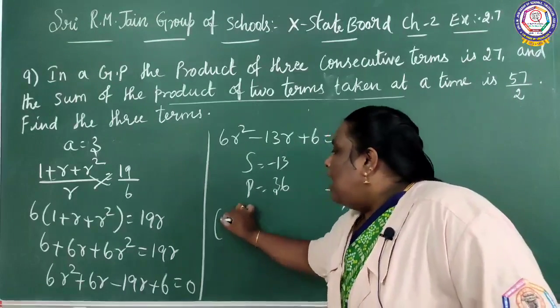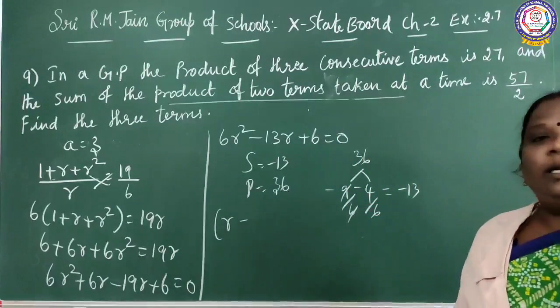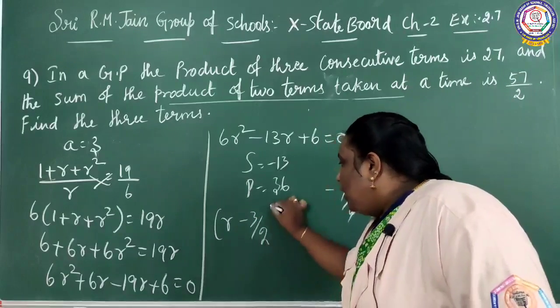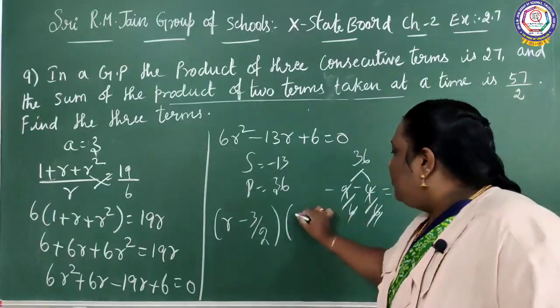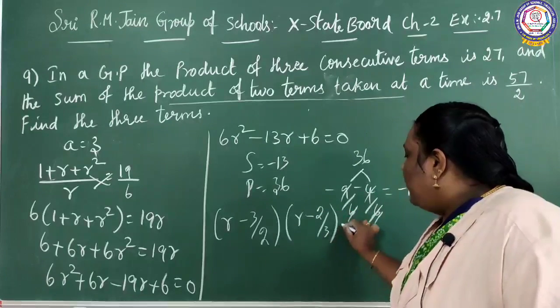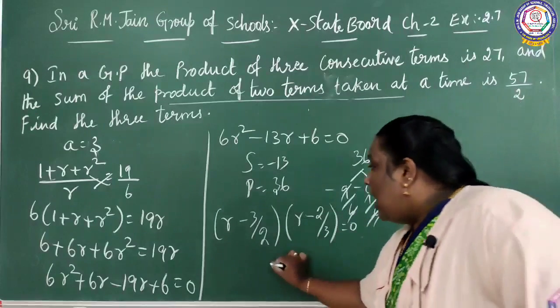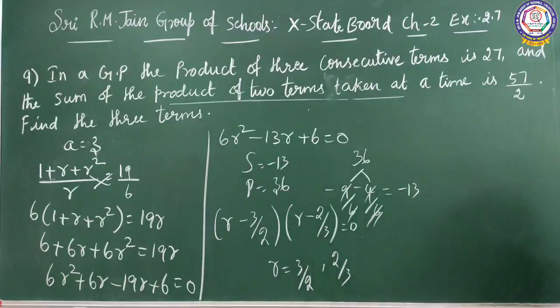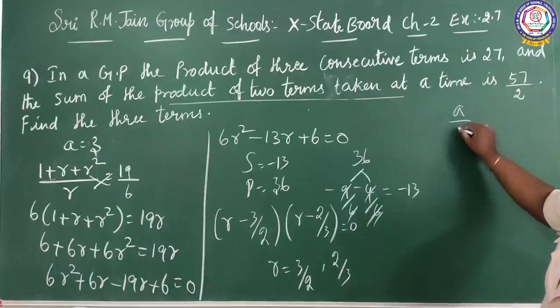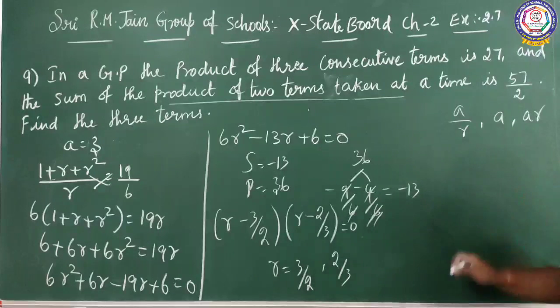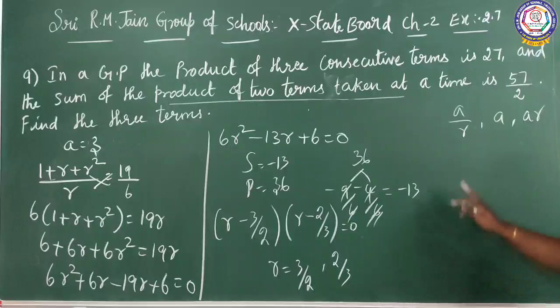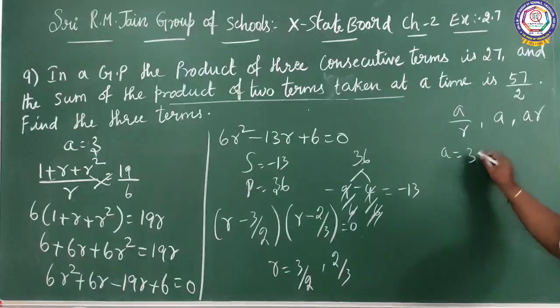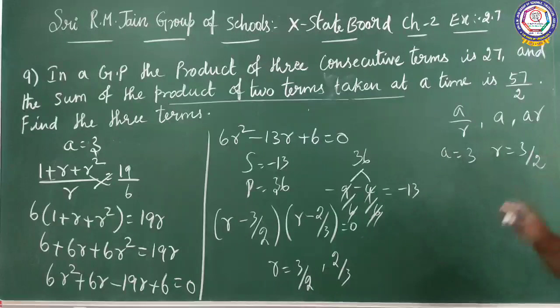See here, r minus 3 by 2 into r minus 2 by 3 equal to 0. So r equal to 3 by 2 comma 2 by 3. What are the terms we are having? A by r comma a comma ar. We have taken the three consecutive terms as a by r comma a comma ar. You can take it as a equal to 3 and r equal to 3 by 2.